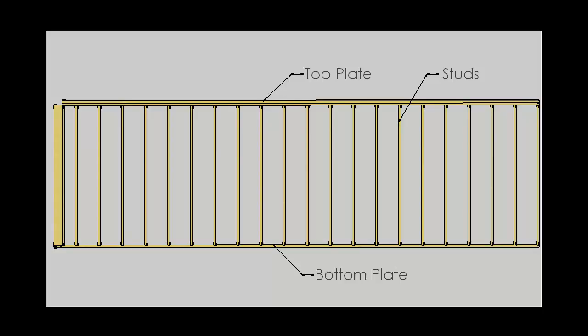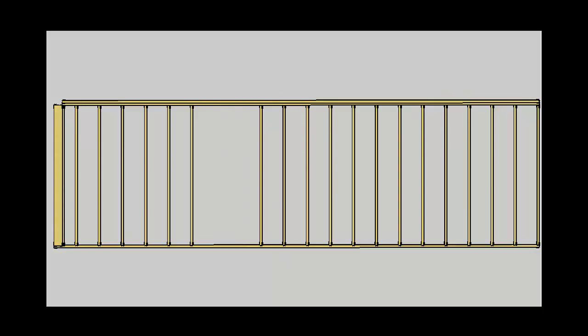Now, what do I mean when I say 2x4? Well, I'm referring to the dimensional thickness and width of the framing member. So, in this case, the thickness of the member would be 2 inches and the width would be 4 inches.